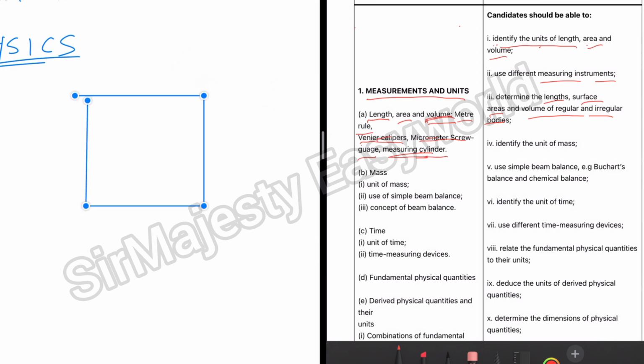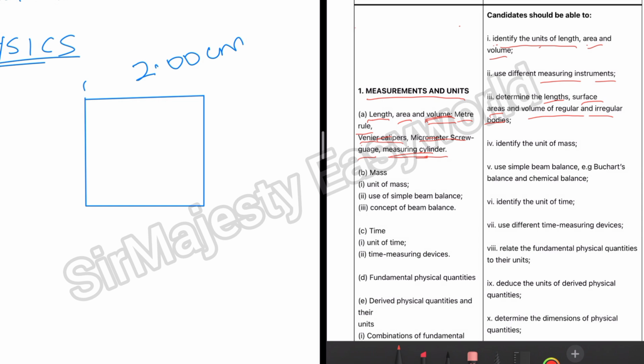Now, if I want to measure the area of this shape here, all I need to do will be to get the length. The length is the distance from here to here. I put my tape or my ruler, measure this distance. Let me say, for example, it gives me 2 cm. Remember, it's 2.00 cm, just 2 cm. Remember, it's 2.00 cm.